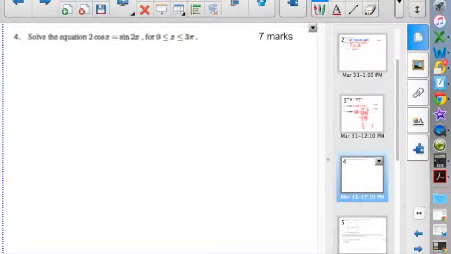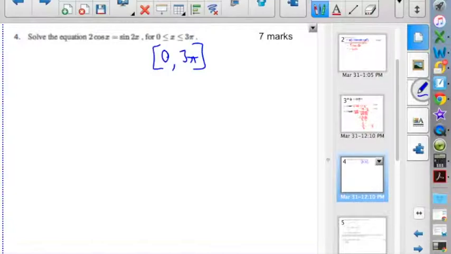I know a lot of times we solve equations going 0 to 2 pi. Watch out for that. Okay, 0 to 3 pi. So 0 to 3 pi. So let's take a look at how we would solve this. So what strategy did you guys use?